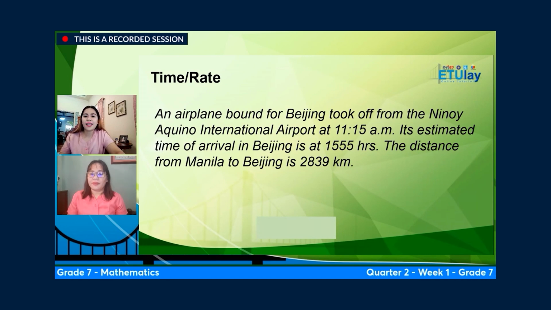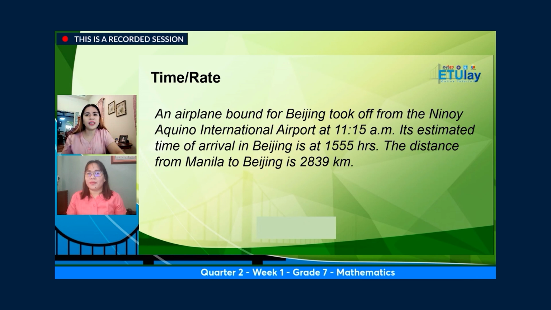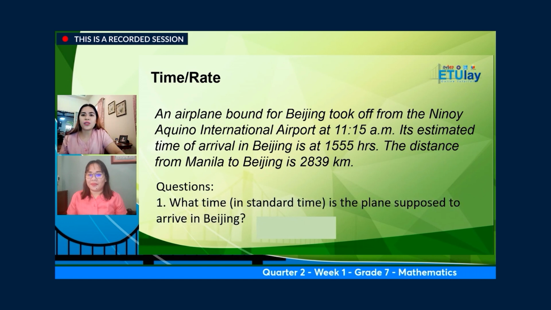Okay, next is time or rate. An airplane bound for Beijing took off from the Ninoy Aquino International Airport at 11:15 a.m. Its estimated time of arrival in Beijing is 15:55 hours. The distance from Manila to Beijing is 2,839 kilometers. Okay, first question: what time in standard time is the plane supposed to arrive in Beijing?